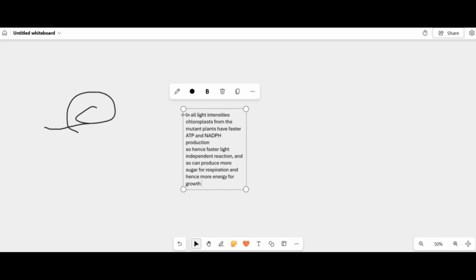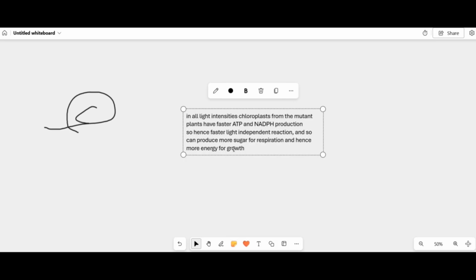So basically, the reason I said light independent, not dependent, is because you basically already said that the light dependent reaction is going fast in the first statement. So therefore, you don't need to state that again. So I said that ATP and NADPH are going to be made faster. That's light dependent. So because they're made faster, there's going to be a faster light independent reaction as well that follows it. And so therefore, it's going to produce more sugar for respiration and hence more energy for growth. You get it? Alright, calm.